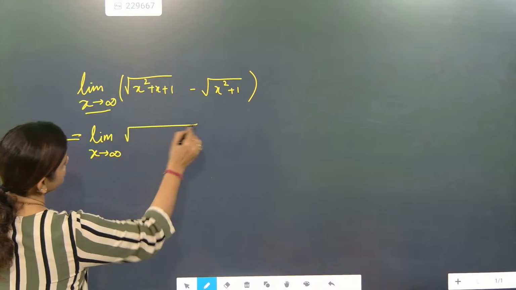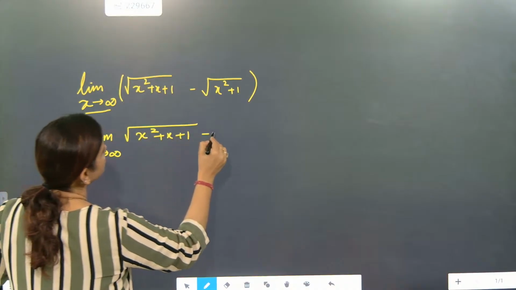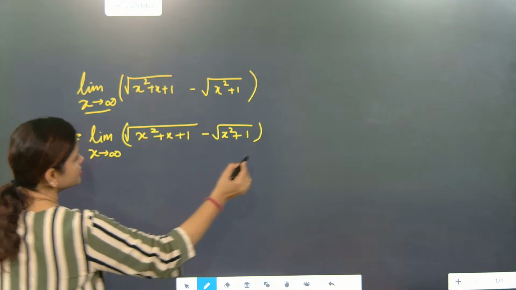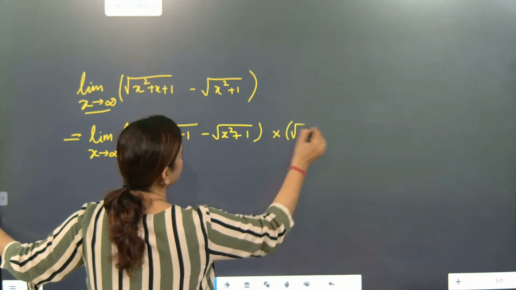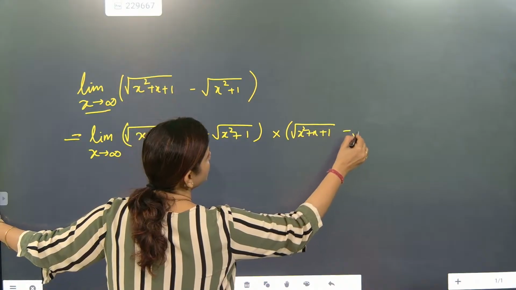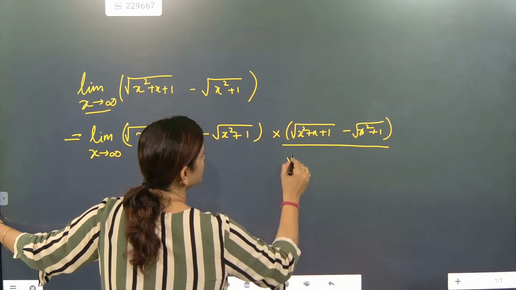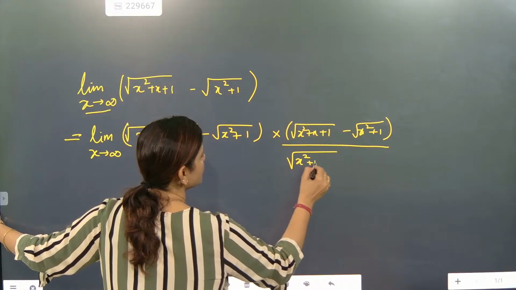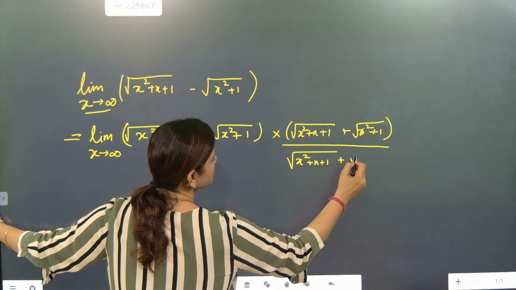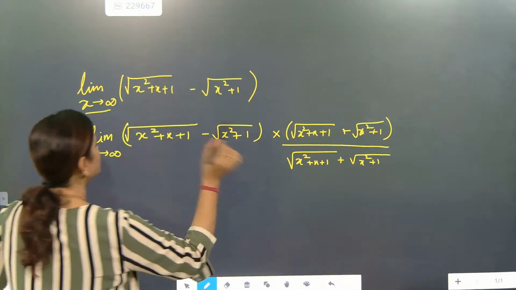In rationalization, what will we do? We have root under x square plus x plus 1 minus root under x square plus 1. Now we will rationalize it with root under x square plus x plus 1 plus root under x square plus 1, divided by the same. Here minus is there, so we take plus. Now both numerator and denominator are there.